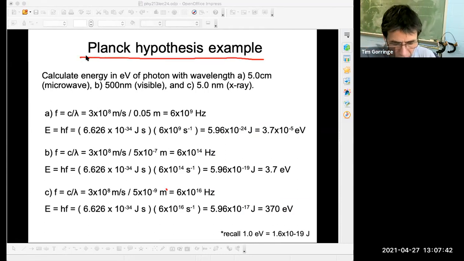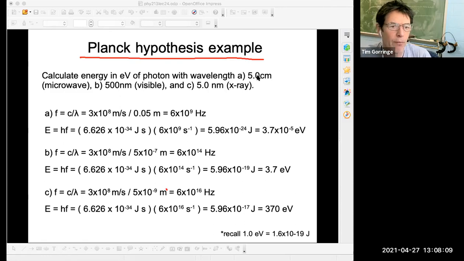I'll work through this quickly because it's really three versions of the same question. It says, calculate the energy of a photon with wavelength 5 centimeters, 500 nanometers, and 5 nanometers. So those are very different wavelengths. They're different by orders of magnitude.